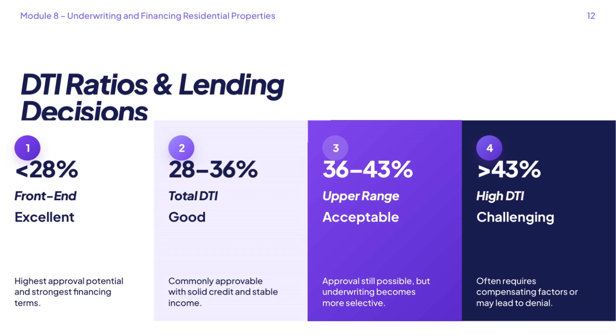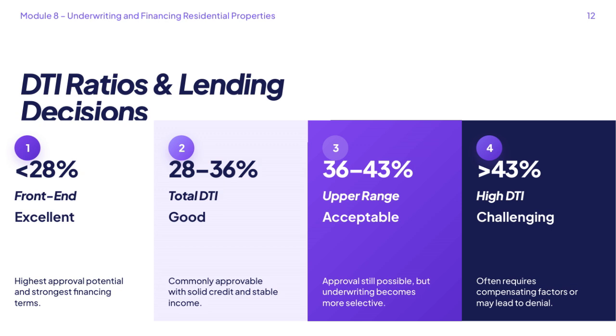Loans here are commonly approved, especially if the borrower has solid credit and steady income. Moving higher, a total DTI between 36 and 43% is the upper range and still acceptable. While approval is possible, lenders become more selective during underwriting.